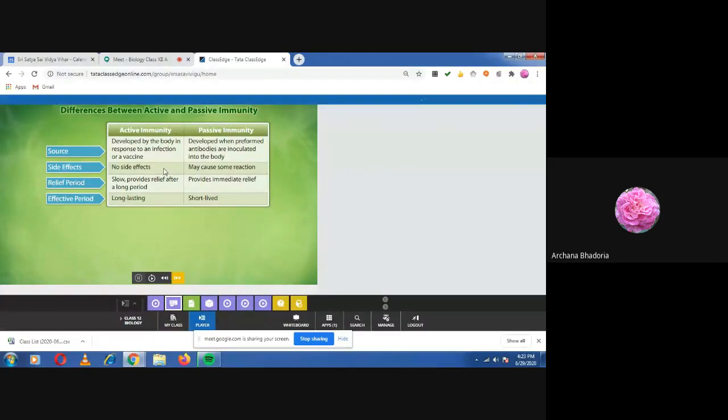ओके, बिकॉज इम्यून सिस्टम, हमारे बॉडी का इम्यून सिस्टम उन एंटीबॉडीज को बना रहा है, so that's why they will have no side effects. Okay, but in the passive immunity we are injecting the prepared antibodies, that is the pre-formed antibodies. They may cause some reaction. Noting everyone? Okay. So all the 4 points of difference write down. It's very, very important.